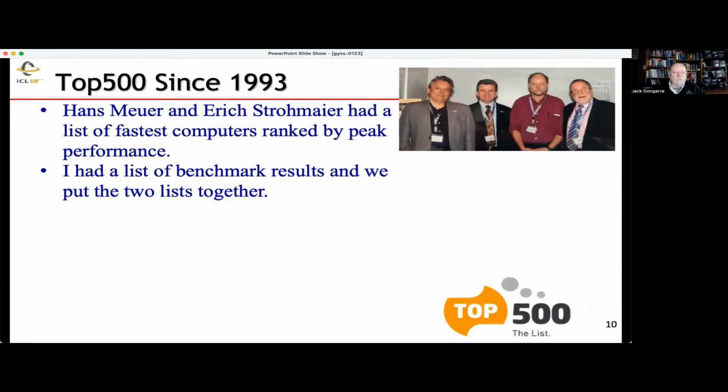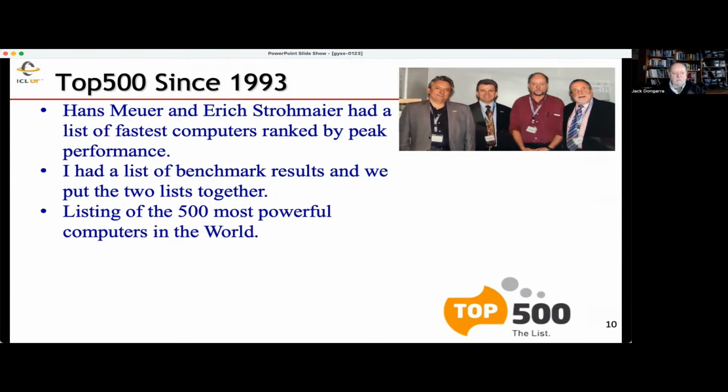I had a colleague in Germany, Hans Meuer and Erich Strohmaier, who had a list of the fastest computers, and they suggested we put together their list of fast machines and my benchmark results, and we call it the TOP500. So that's the current thing that we use to rank supercomputers, called the TOP500. It's based on solving a system of linear equations. That system of linear equations then gives you a ranking in terms of the fastest computers. We only list the 500 fastest computers in this list.